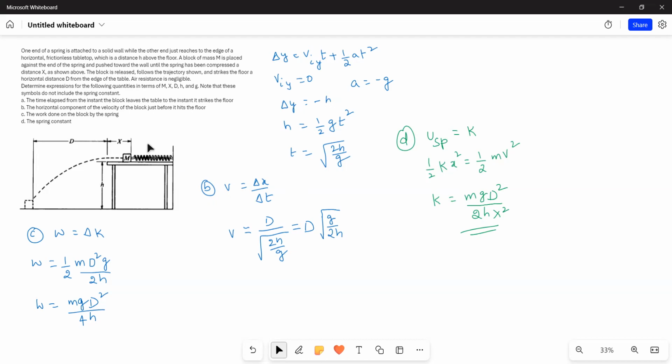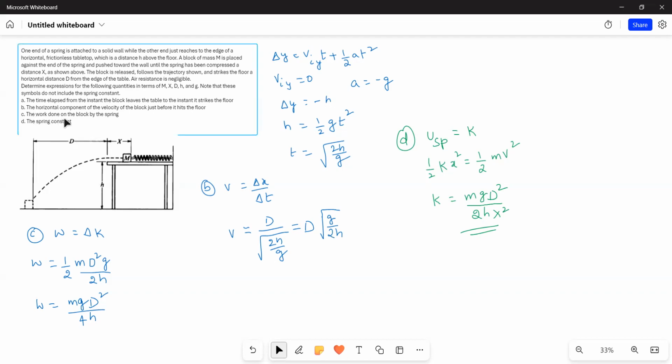Okay. Next, the horizontal component of the velocity of the block just before it hits the floor. For that one, we know v is equal to delta x by delta t, and delta x is given as d here, and t we just now found out. Plug in, you get the answer.